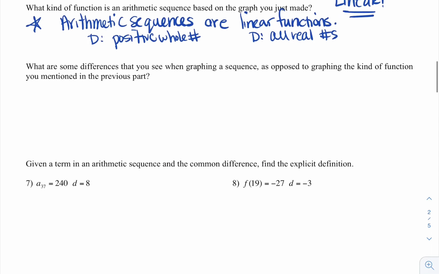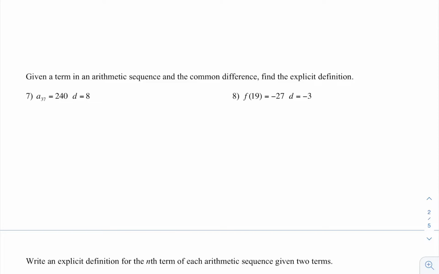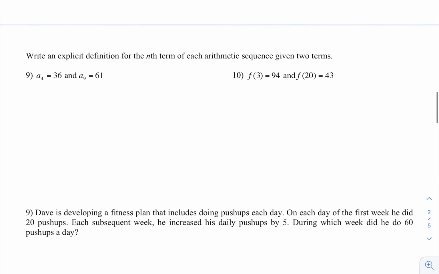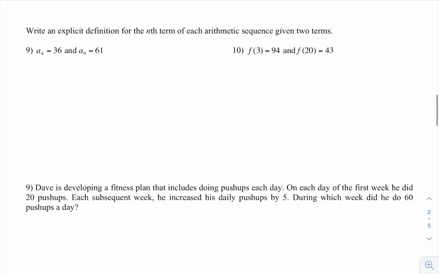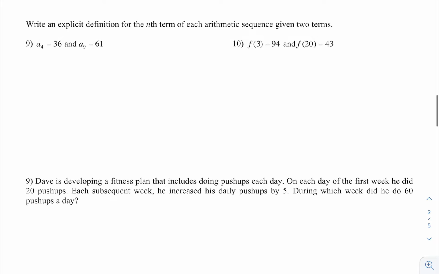So if you take a look a little lower, look at question number 7. It says, given a term in the arithmetic sequence and the common difference, find... I'm sorry, you know what? I'm going to skip ahead for a second. Go to question number 9. Write an explicit definition for the nth term of each arithmetic sequence given the two terms. Basically, you know that this is an arithmetic sequence. Arithmetic sequences are basically like linear functions. We just came up with the idea that the slope is the common difference. That's the d value that we're looking for when we want to make the equation of an arithmetic sequence.